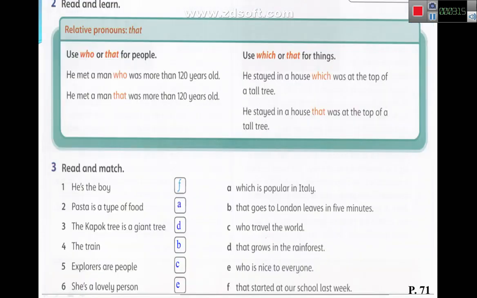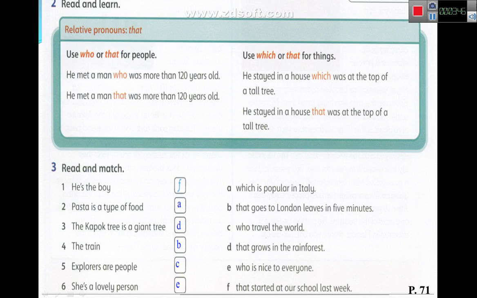Let's go to the second exercise. That's explanation. We already explained it in the previous slide. That's who or that for people, and which or that for things. Exercise 3, read and match. I did this for you. Number 1, we have to match the sentences. He's the boy that, matched with F. He's the boy that started at our school last week.